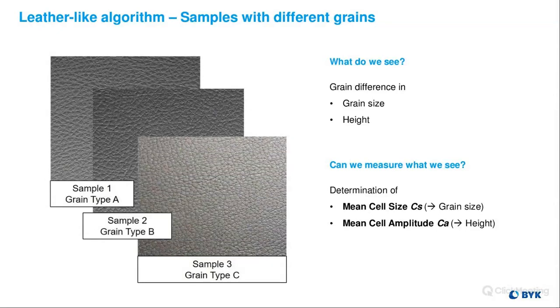So can we measure what we see? Yes, we can. That's the determination of the mean cell size, which is our CS value or grain size value, and then the mean cell amplitude, which is our height, our CA value.